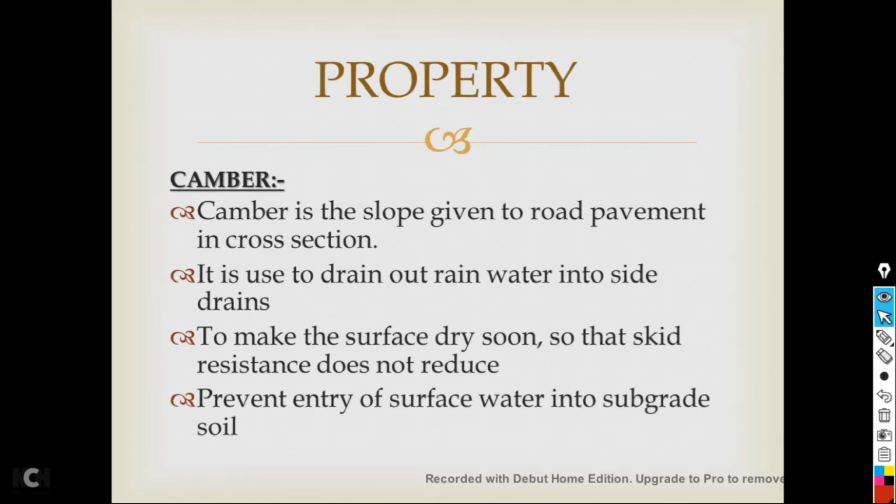And the other property of camber is to make the surface dry soon, so that skid resistance does not reduce, and it helps to reduce the probability of accidents. And the last point is to prevent entry of surface water into the subgrade soil, so that the subgrade remains harder.